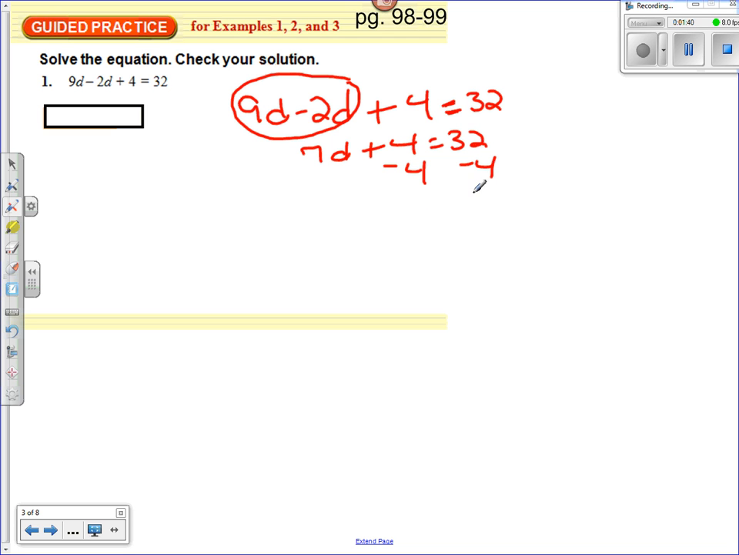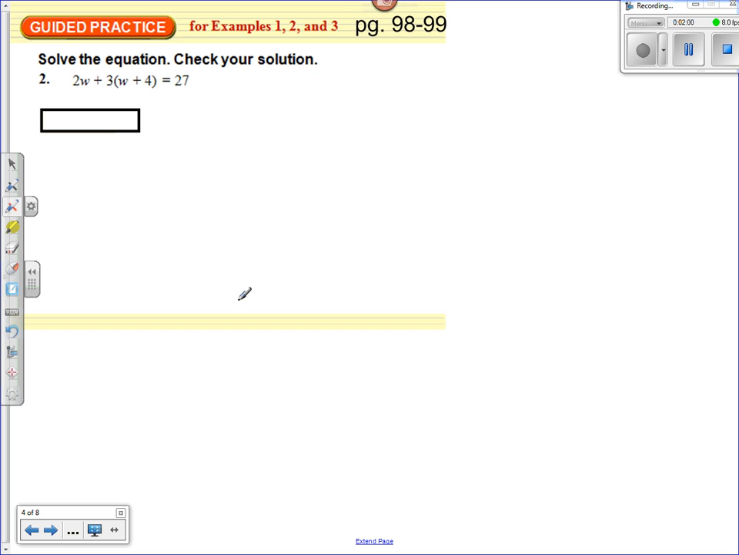Subtract 4 from both sides. 7d equals 28. Divide by 7, divide by 7. D equals 4. I have said repeatedly, and some of you just aren't hearing me, these steps are just as important as the answer. If your work does not justify your answer, it is not a correct answer.